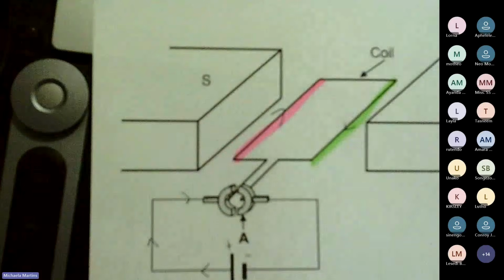So the green branch is going down. Here's my coil. Green branch is going down. Pink branch is going up. So it's rotating clockwise. Okay.